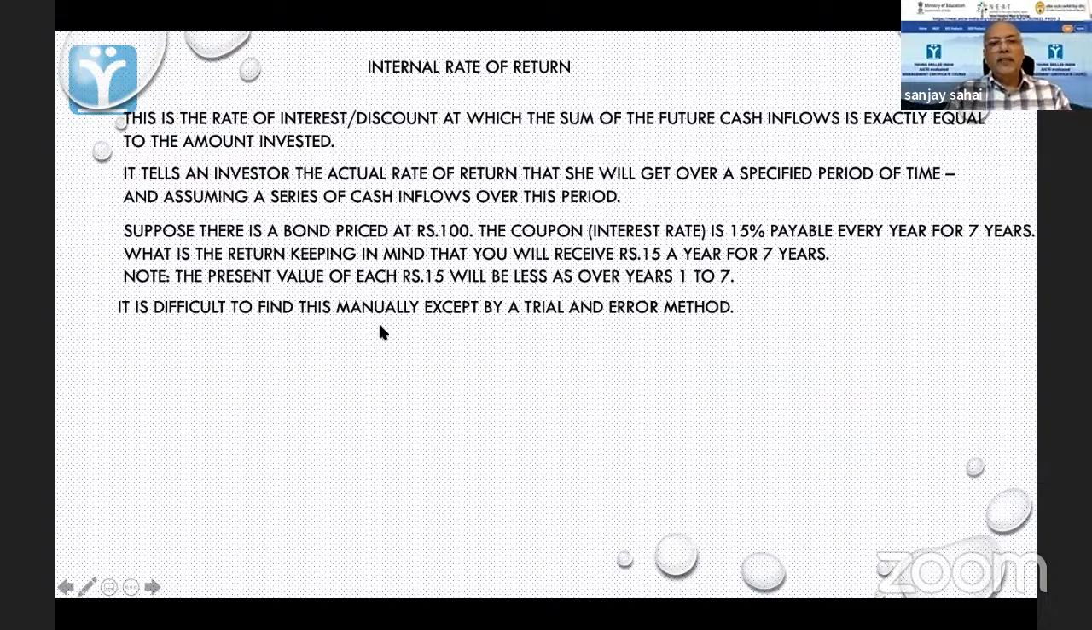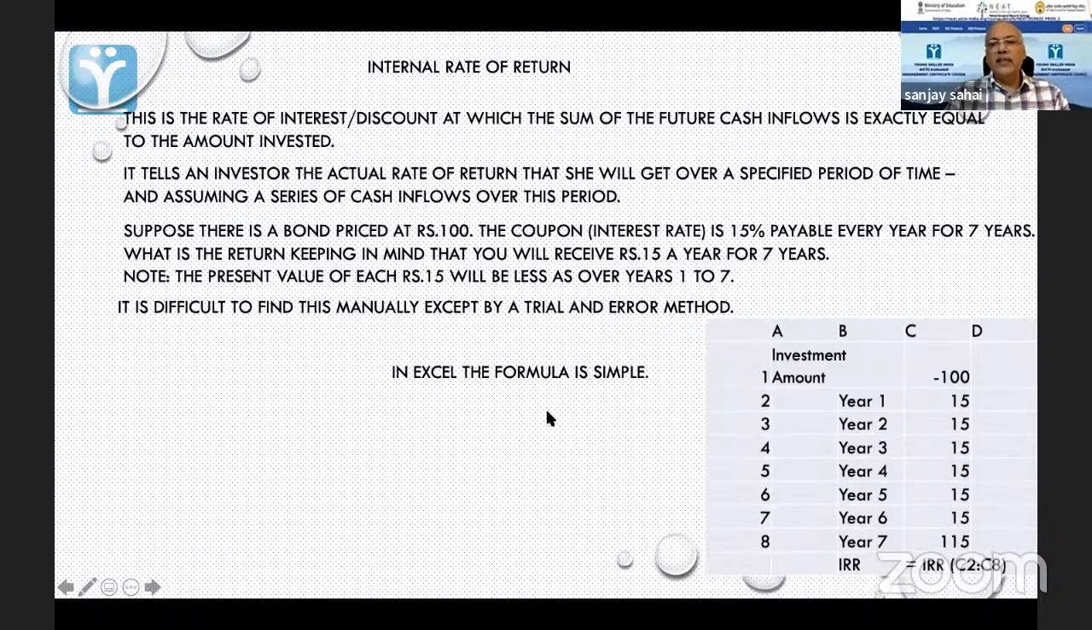It is difficult to find this manually, except by a trial and error method. Once again, if I do it in Excel, what I get is this. So I am investing 100. As we did in the case of present value, you put the 100 here with a negative sign.